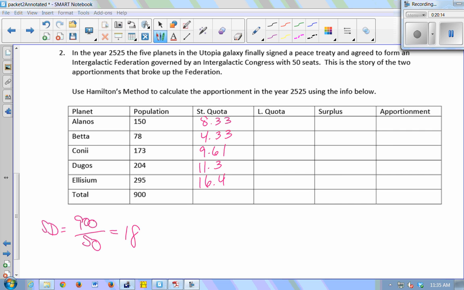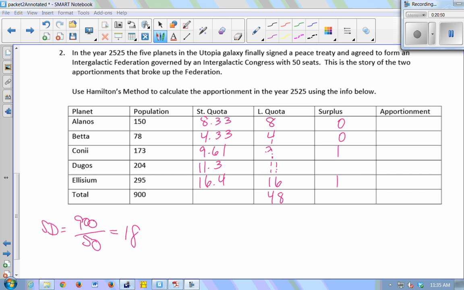And then we should take lower quotas, right? And so that means round them down. So I have 8, 4, 9, 11, 16, and that adds up to 48, right? So I have 2 to give out. So who should I give them to? The 0.61 and the 0.4? Coney and Elysium.